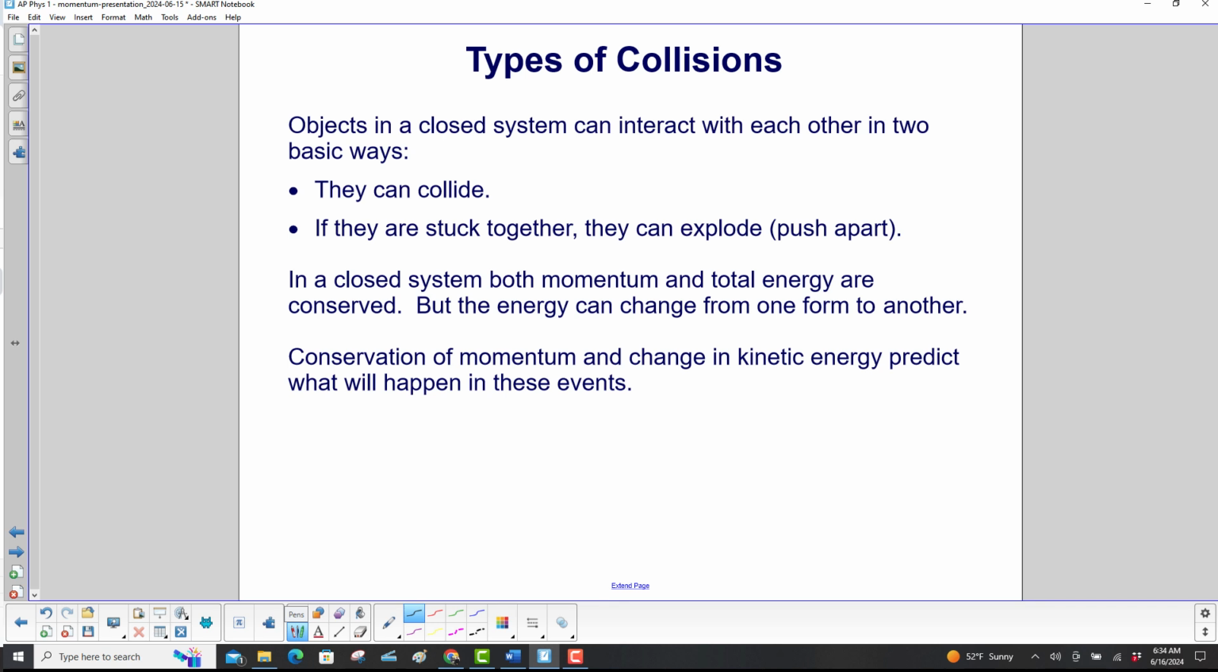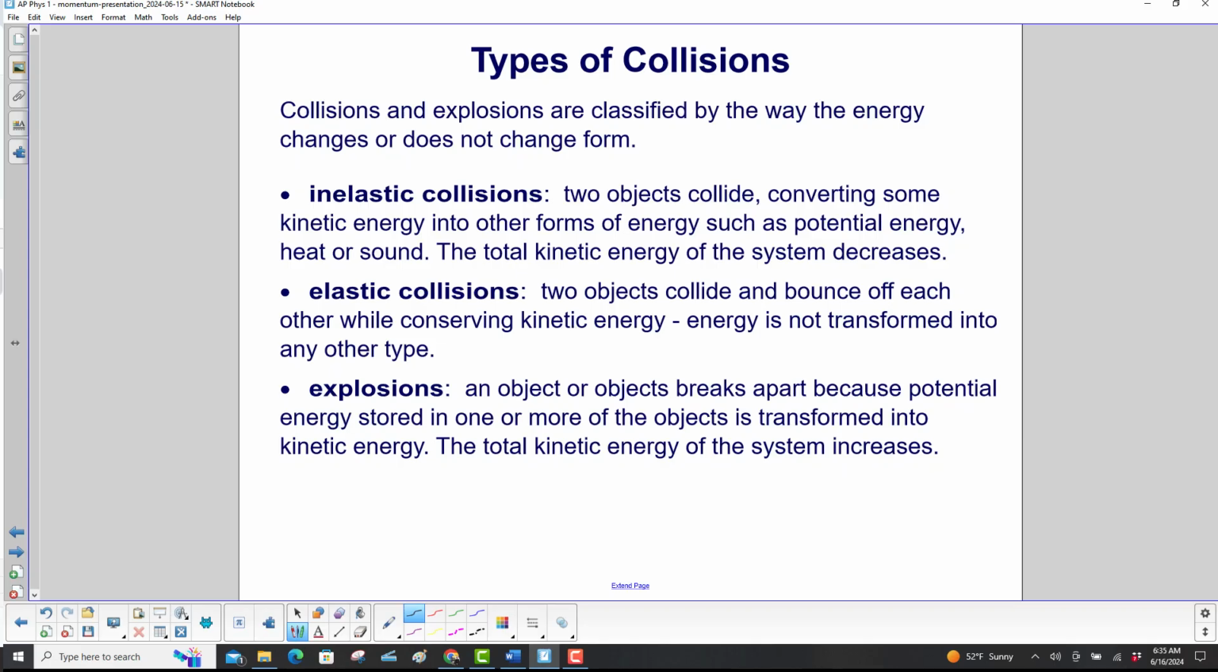Objects in a closed system can interact with each other in two basic ways. They can collide, or if they are stuck together, they can explode, which means they just push apart from each other. In a closed system, both momentum and total energy are conserved, but the energy can change from one form to another. Conservation of momentum and change in kinetic energy predict what will happen in these events. Collisions and explosions are classified by the way the energy changes or does not change form.